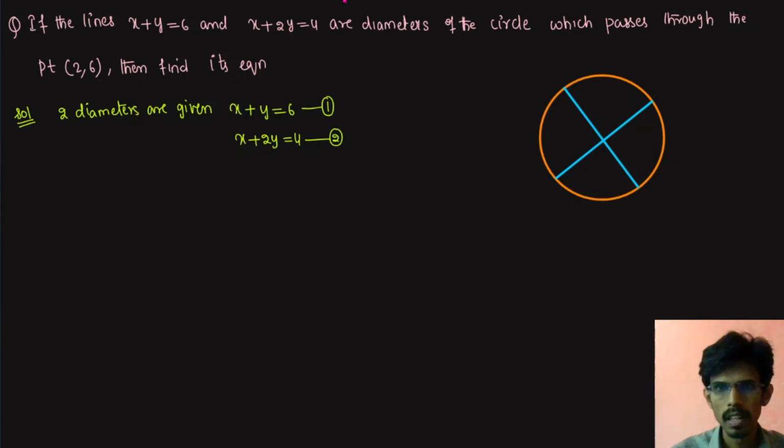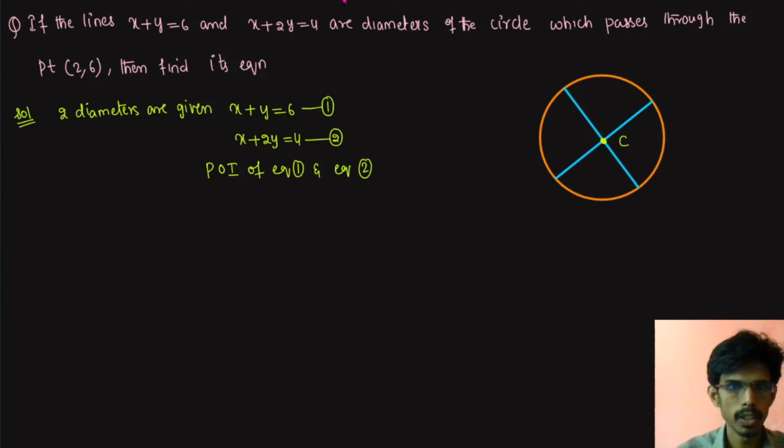We know that a diameter is nothing but a line passing through the center. So a circle can have infinite number of diameters which pass through the one point that is called the center. So here two diameters are given. The point of intersection of equation 1 and equation 2, that is the point of intersection of two diameters, will give us the center of the circle. Now solve these two equations.